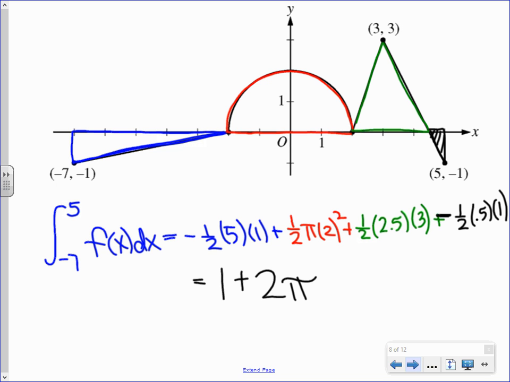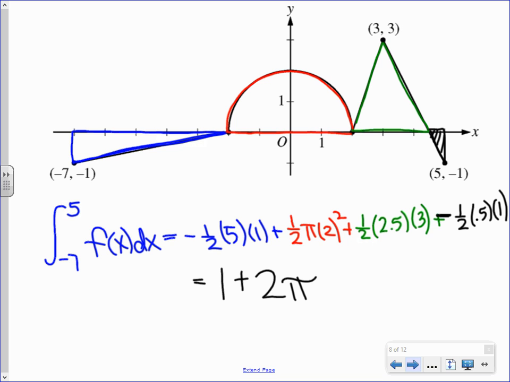Now, if this is a quiz or test and you have your calculator, and you give me 7 point whatever it is, that would be fine. But if this were a multiple choice type of question, more than likely they're going to leave it as 1 plus 2 pi. I don't care either way.